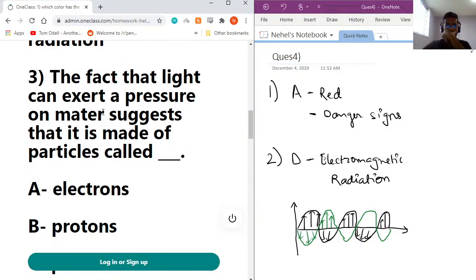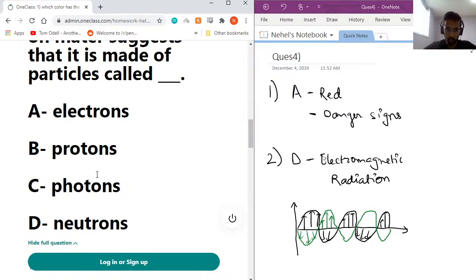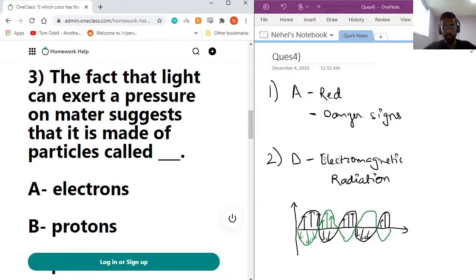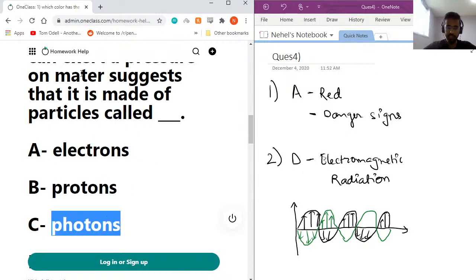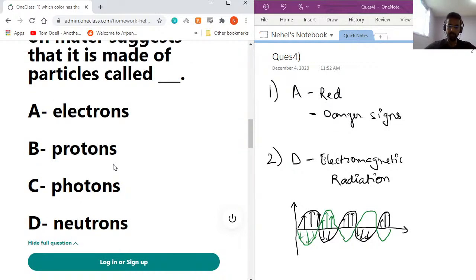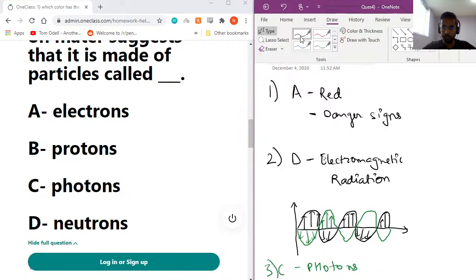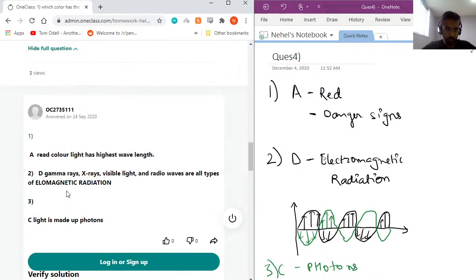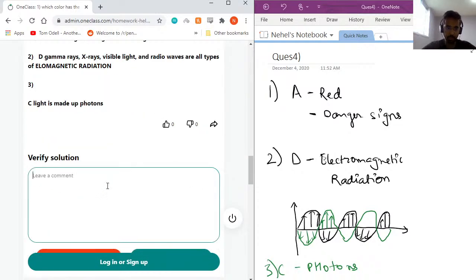The third part asks: the fact that light can exert a pressure on matter suggests that it is made up of particles called electrons, protons, photons, or neutrons. Light is actually made up of photons, and even though they are massless, they exert a pressure on matter. So the answer to part C, the third question, is C, photons. Okay, let's verify these. Red light has the longest wavelength. All of these are types of electromagnetic radiation, and we have C, which is made up of photons.